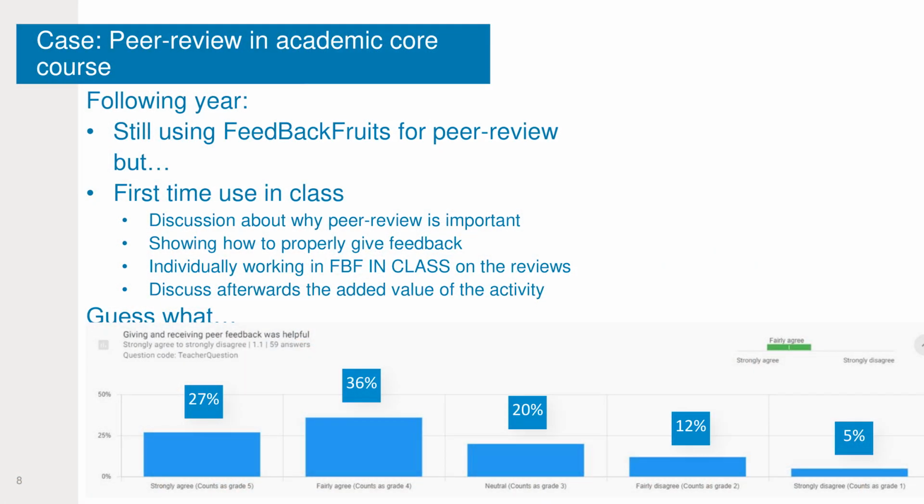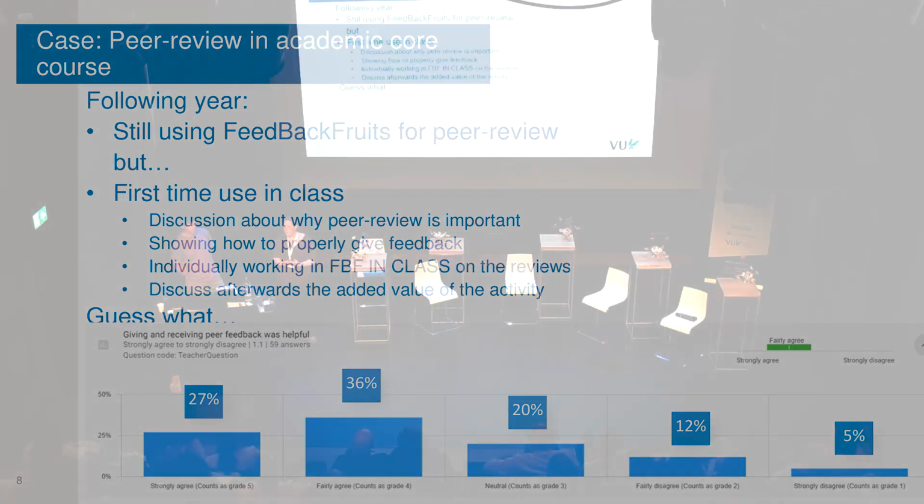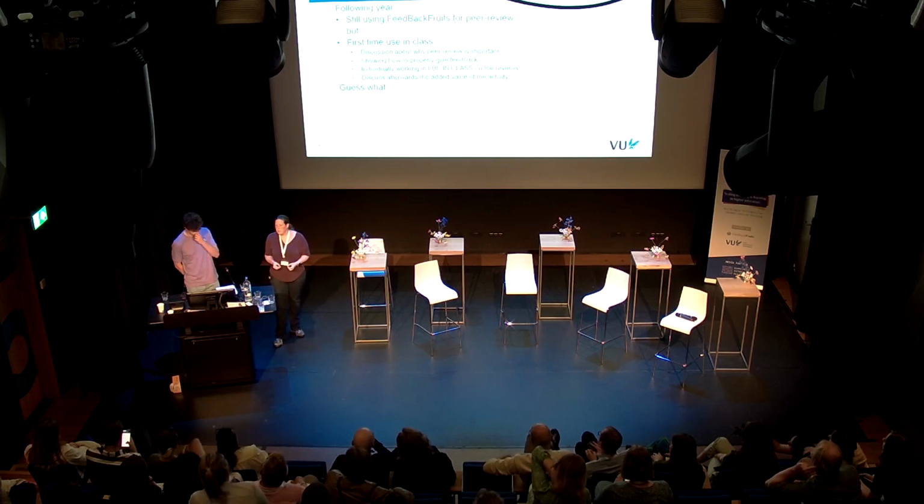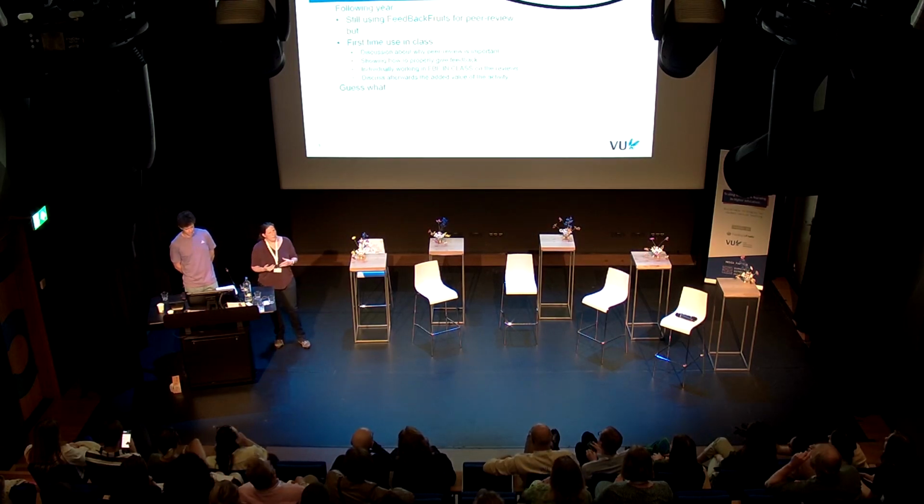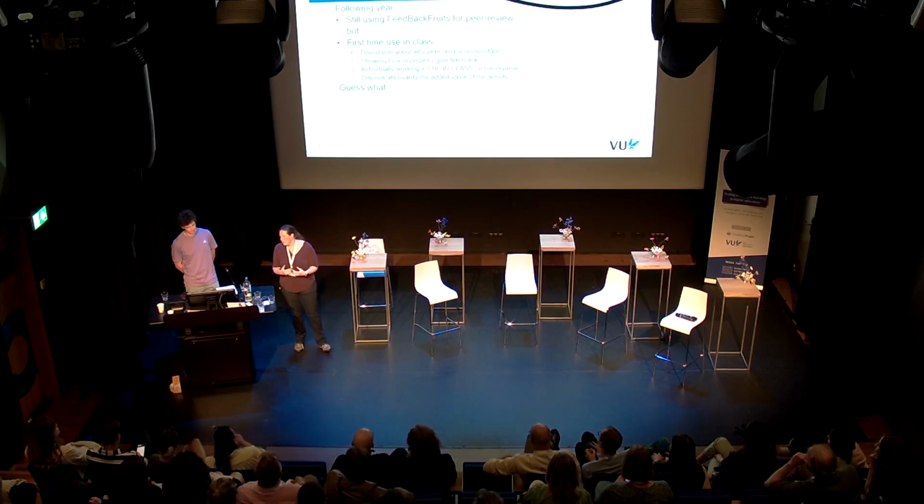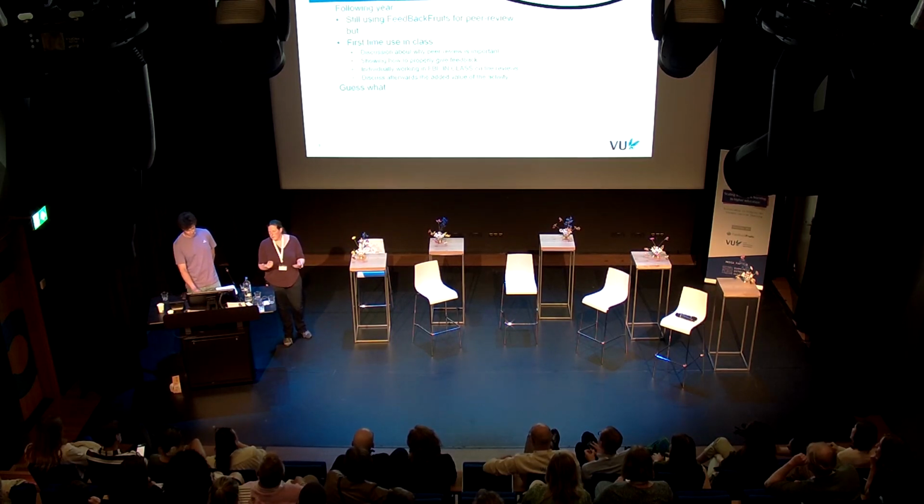because it's a cool program and it really works for the peer review. But the first time we did the activity of giving peer review, we did it in class, offline. So we discussed why peer review is important. We showed them with a video made by our Center of Teaching and Learning how you can properly give feedback. And we individually then worked in FeedbackFruits in class all together. And then we discussed afterwards with the teacher what the added value was.